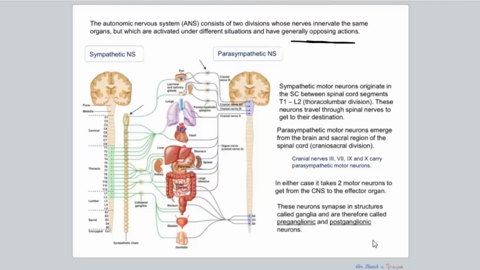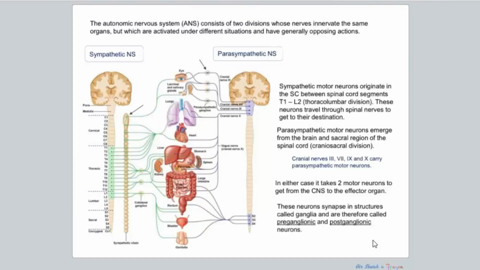They generally have opposing actions because they're innervated at different times. So let's look at the sympathetic nervous system here. The sympathetic motor neurons are going to originate in the spinal cord in the thoracic region and in the lumbar region. So let me say that again. The motor neurons for the sympathetic nervous system are going to originate in the spinal cord between spinal cord segments T1 and L2. So this is called the thoracolumbar division. And these motor neurons travel through spinal nerves to get to their destination.